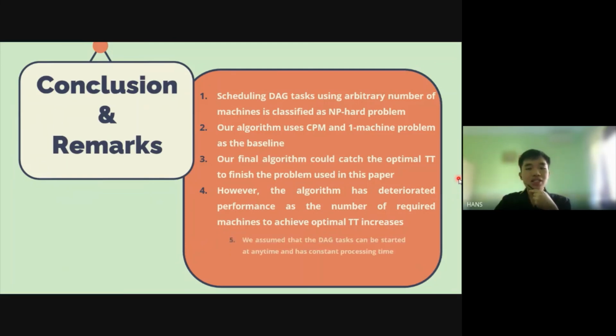And last but not least is the feedback that since we assume that the tech test can be started at any time and we do not consider the variation of the processing time, therefore it will be in line with our next research as well.